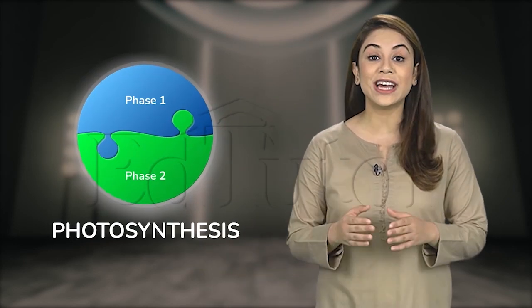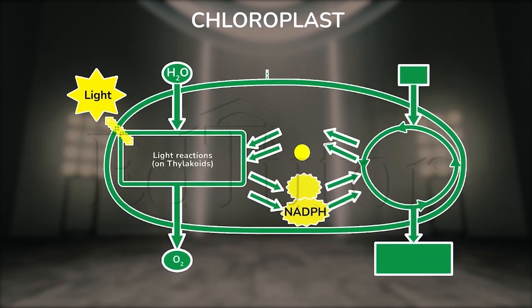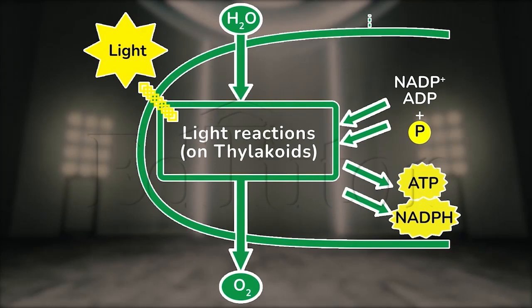Yes, you heard that right. As you can see in this diagram, during the first phase, light energy is captured. This is why this phase is referred to as light reactions. The light energy is used to make high energy molecules such as ATP and nicotinamide adenine dinucleotide phosphate, or NADPH, in the thylakoid membranes of chloroplasts.